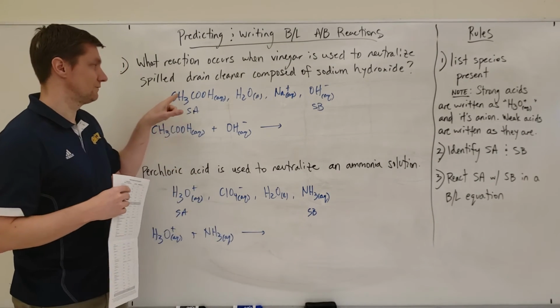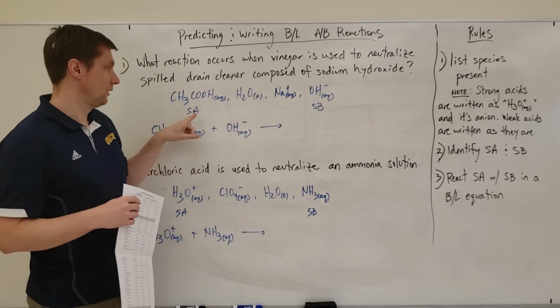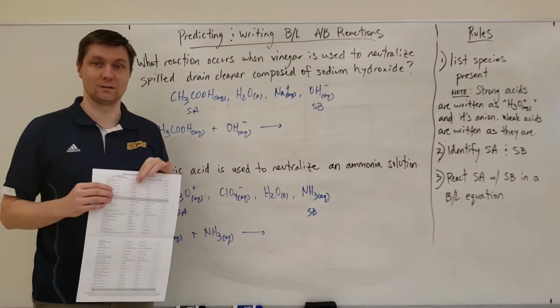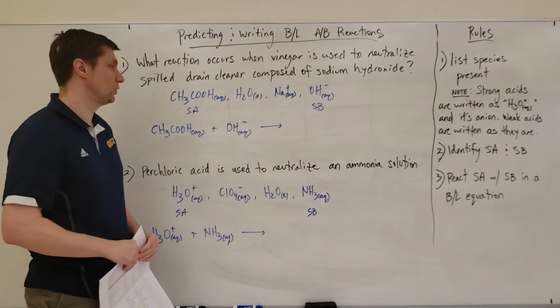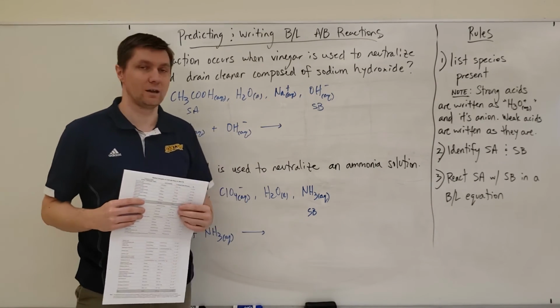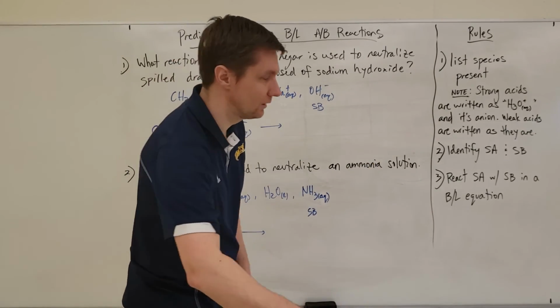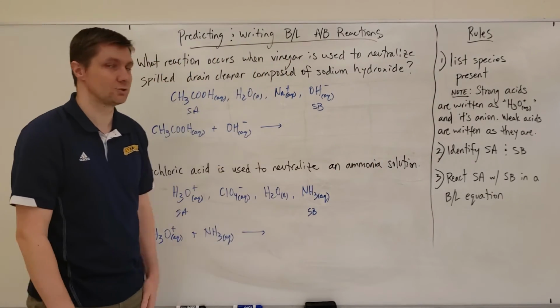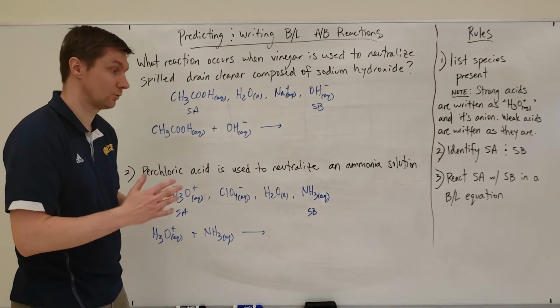Now, this is vinegar. It is a weak acid. It is not a strong acid, but on this list, vinegar is the strongest acid using this chart that I have. So I list that as my strongest acid. I also identify hydroxide as my strongest base. And then the last rule is you just react the two together, the strongest acid with the strongest base, in a Bronsted-Lowry equation or reaction.